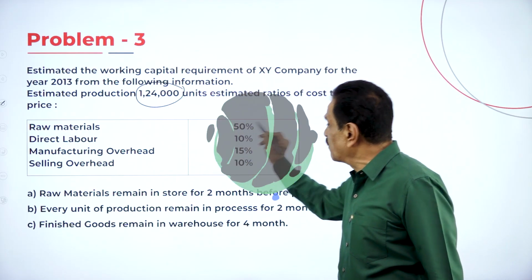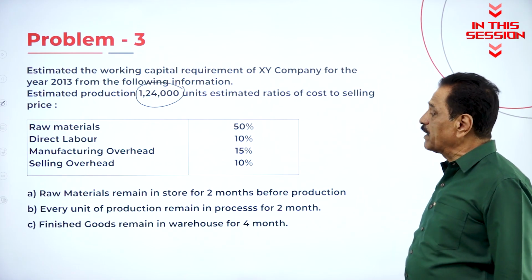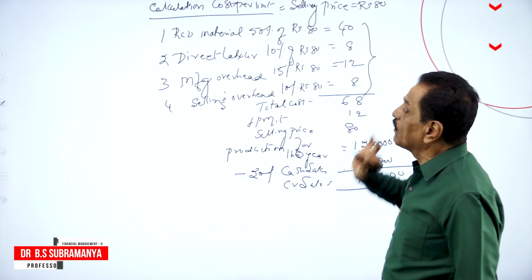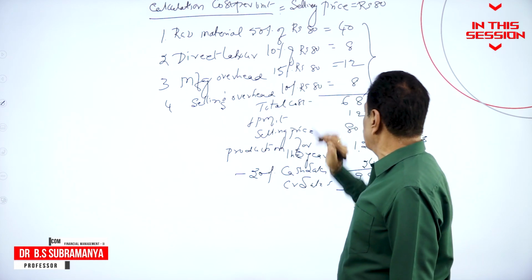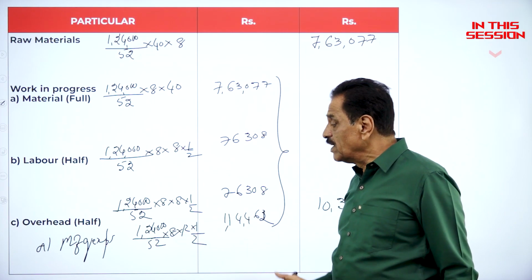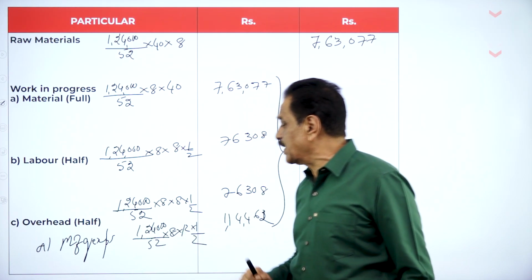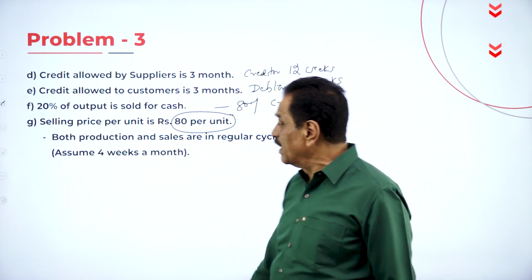Raw material is 50% of the selling price, labor 10% of the selling price. 50% of 80 is 40, 10% of 80 is 8, 15% of 80 is 12. Labor half, then overhead half. Here the extra is manufacturing expenses. You have to convert all the things in the form of profit.